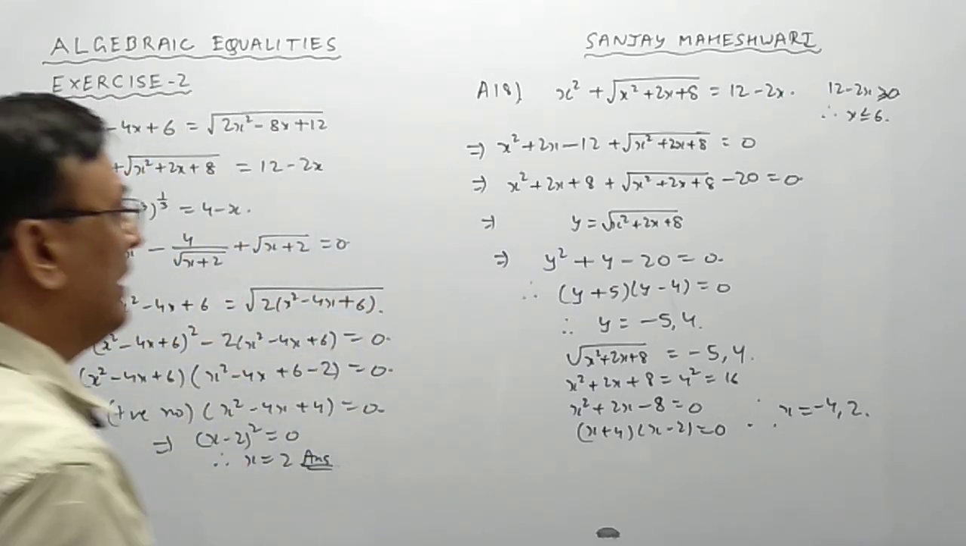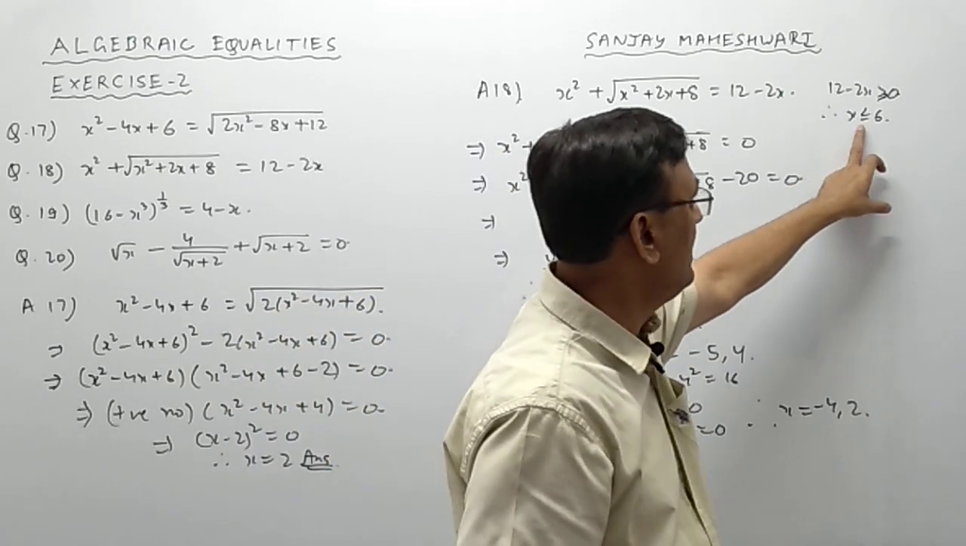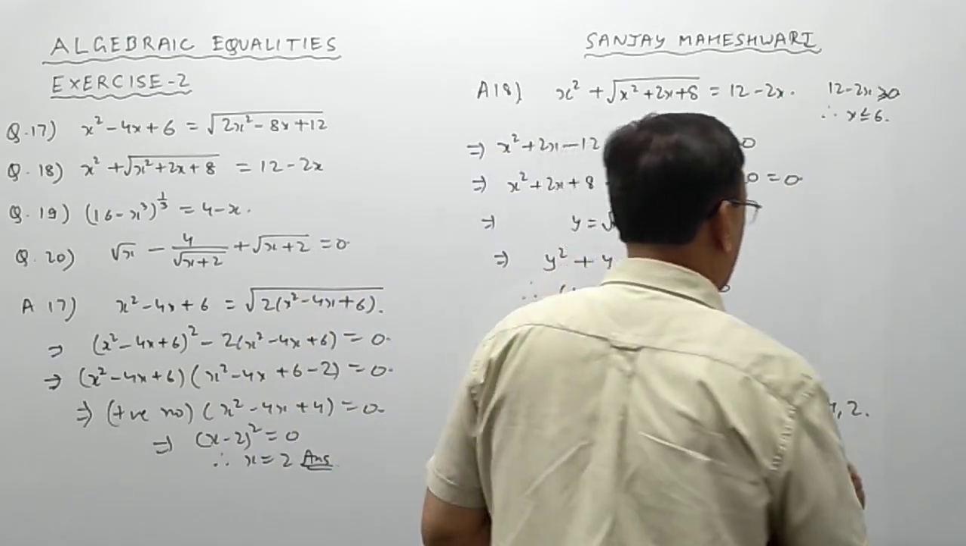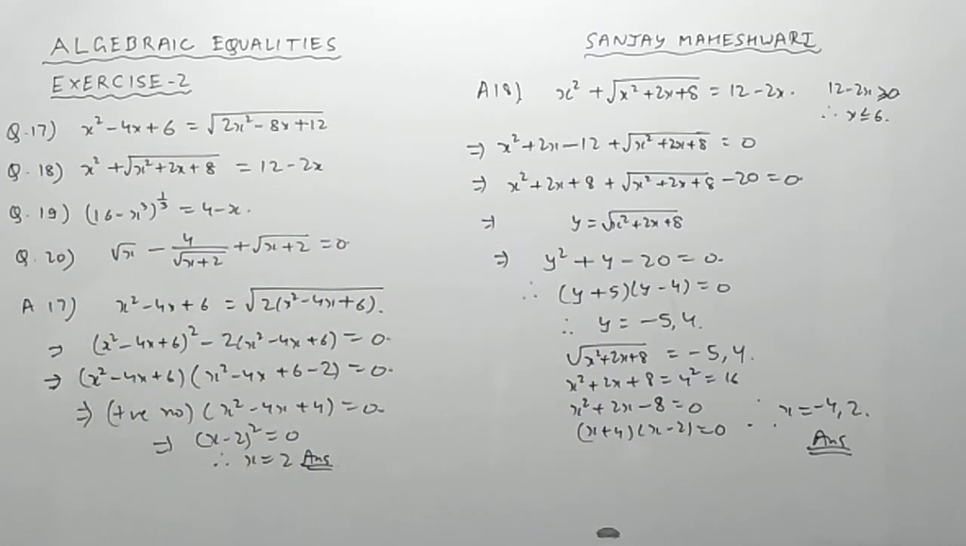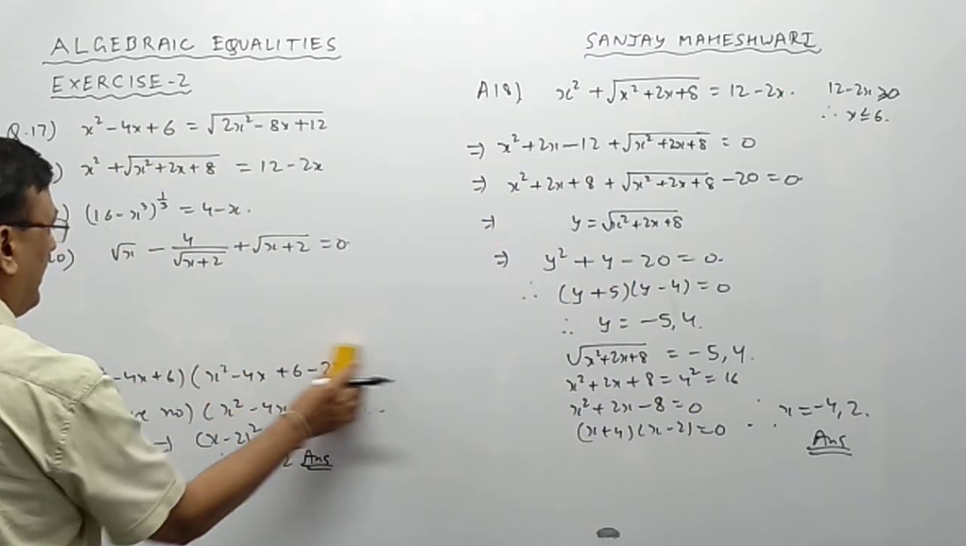So, there was no condition except this, x is less than or equal to 6. So, both the values are accepted. So, the answer is x equal to minus 4 and 2. Moving on to question number 19, which is a very easy question.